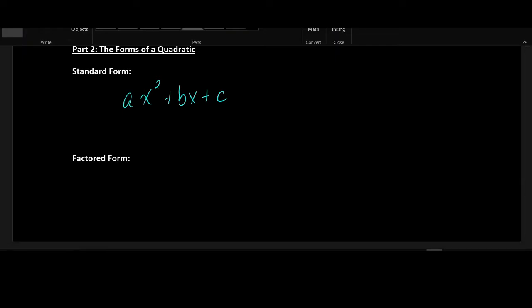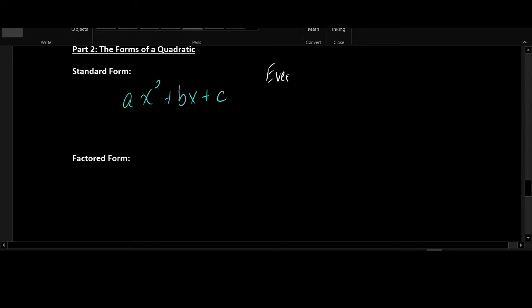Okay, now standard form, as you may recall from yesterday's video, is a quadratic in the format a times x squared plus b times x plus c. So one of the main characteristics of this is that everything is multiplied out, and all the like terms have been combined. Remember that a and b and c stand for numbers.